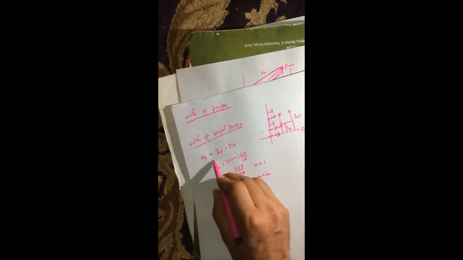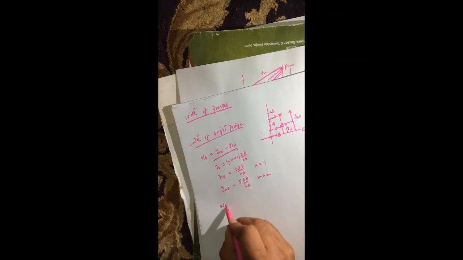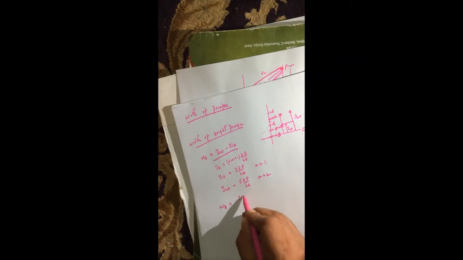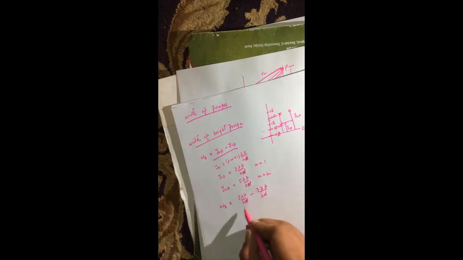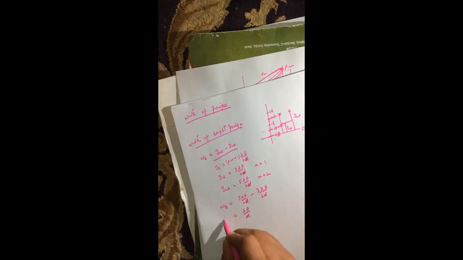Now using these values, we get the width of bright spot, which is 5 lambda D divided by 2d, minus, this is small d, sorry, this is small d, minus 3 lambda D divided by 2d. If I subtract this from this one, we get lambda D over d. This is the width of bright spot.